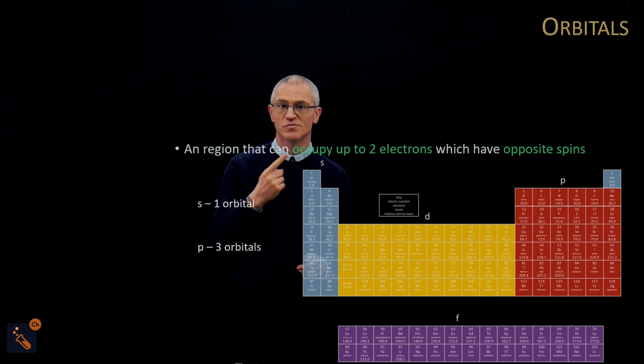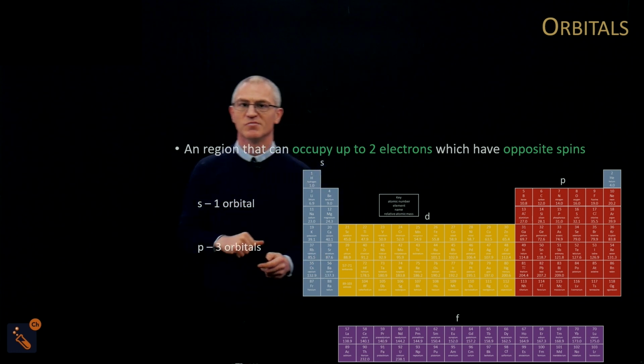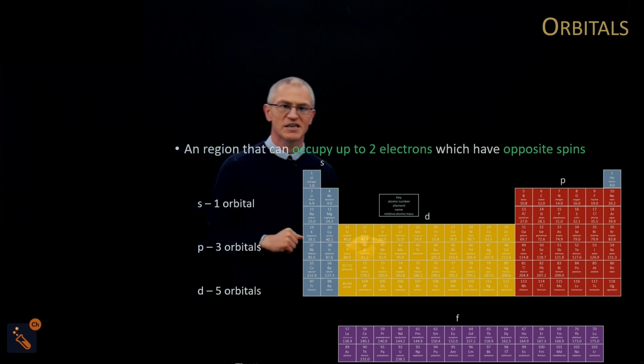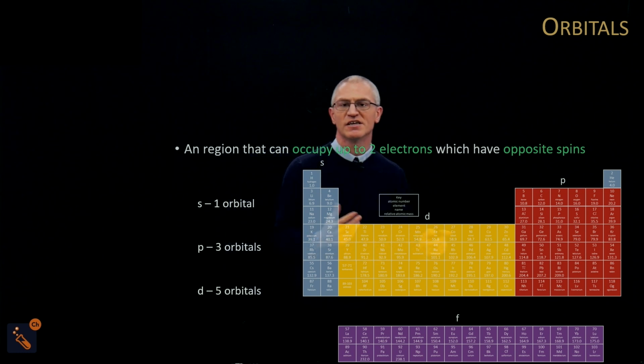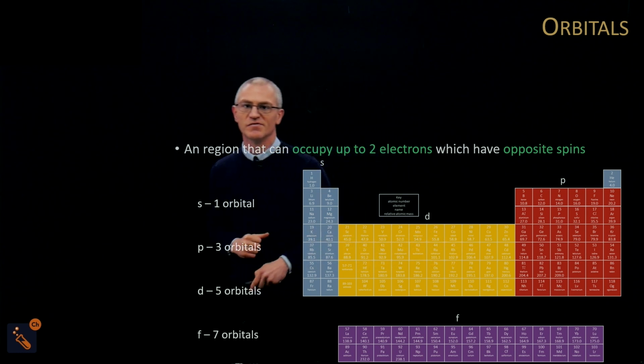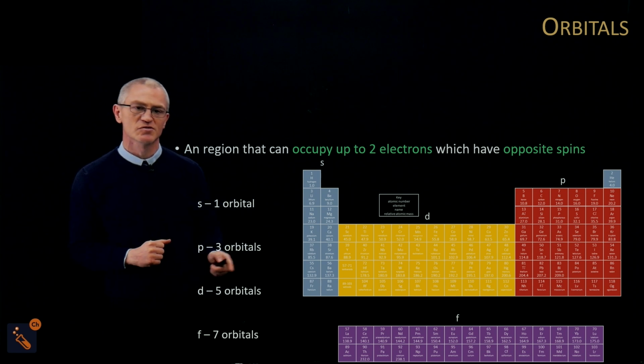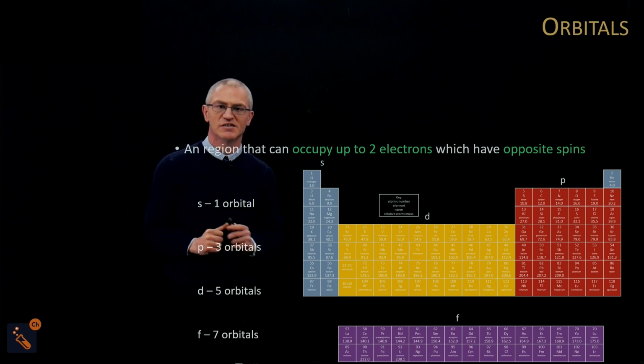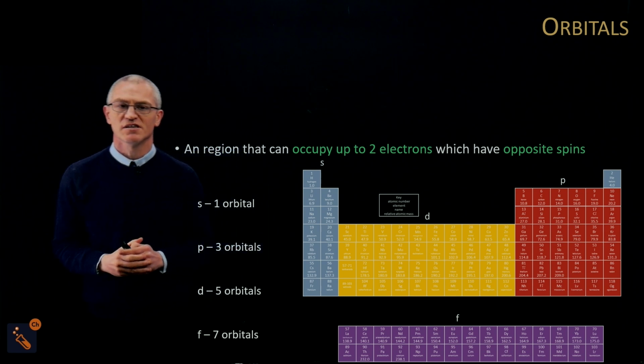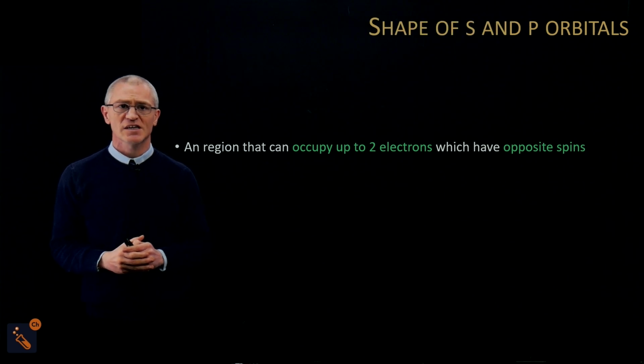Remember, those orbitals can occupy 2 electrons. That's why I'm dividing by 2. We then look at D. There's 10 boxes, 10 electrons, so 10 divided by 2 is 5. So we have 5 orbitals. And then there's 7 orbitals in F because there are 14 electrons added across the F subshell. Now let's look at the shape of S and P orbitals.